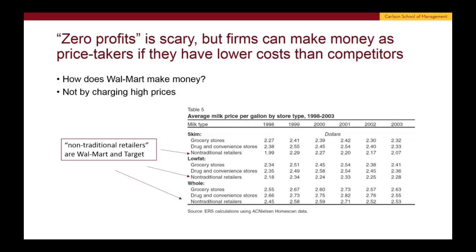So the point here is that Walmart and Target are firms that have lower costs than other firms, and they make money, as you know. You know that they make lots of money, but it's not because they charge higher prices. It's because they have lower costs.